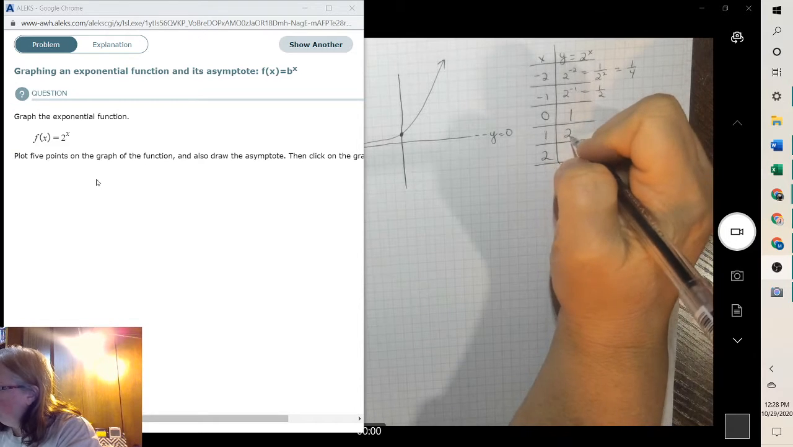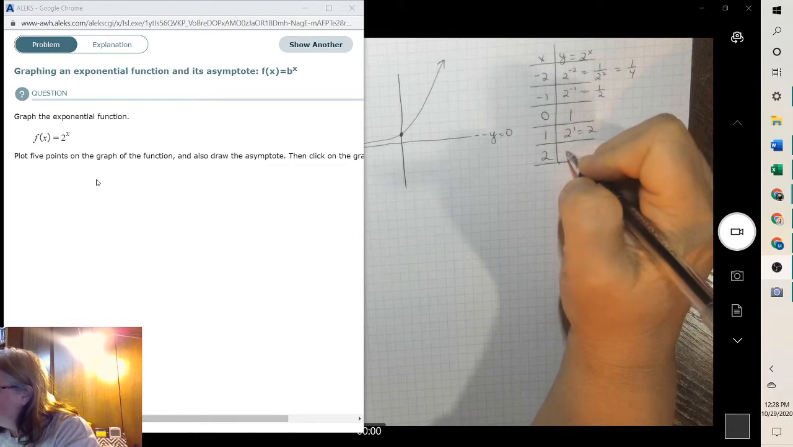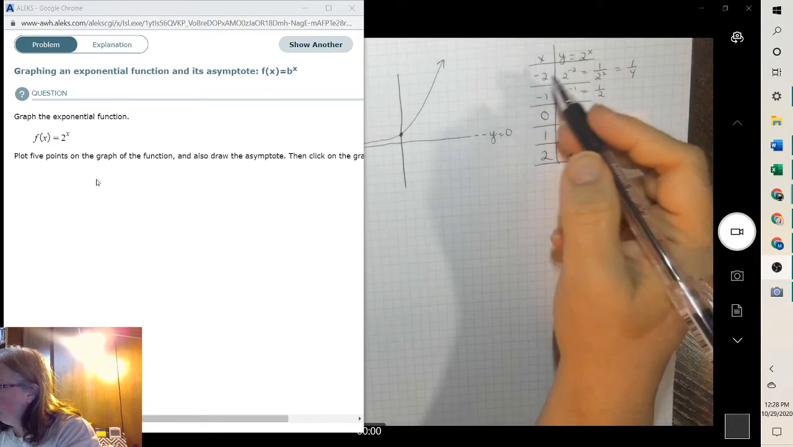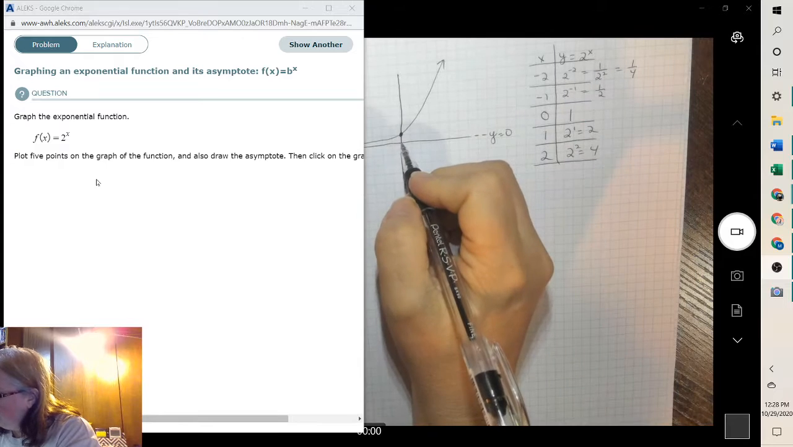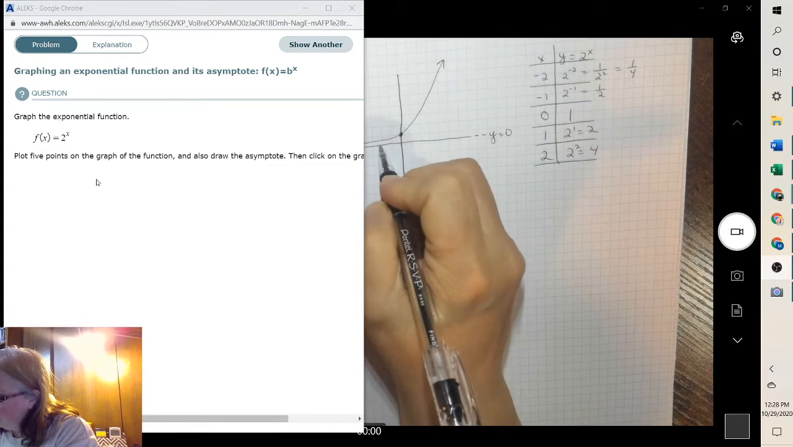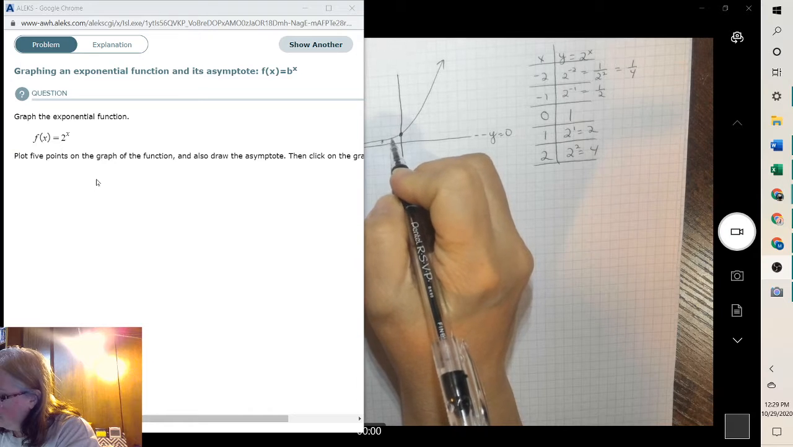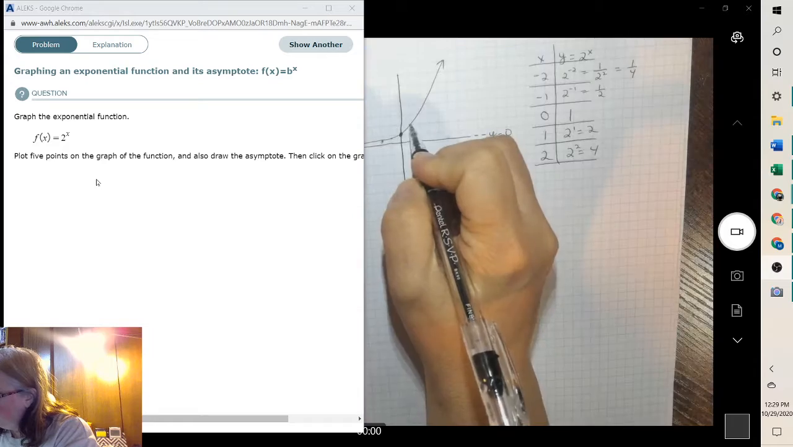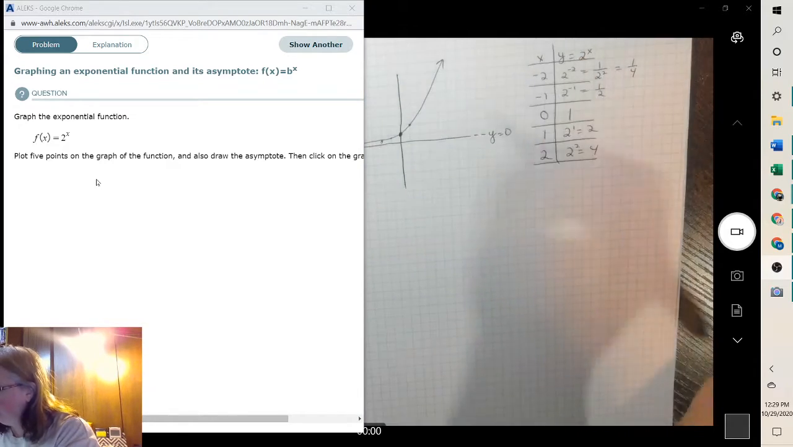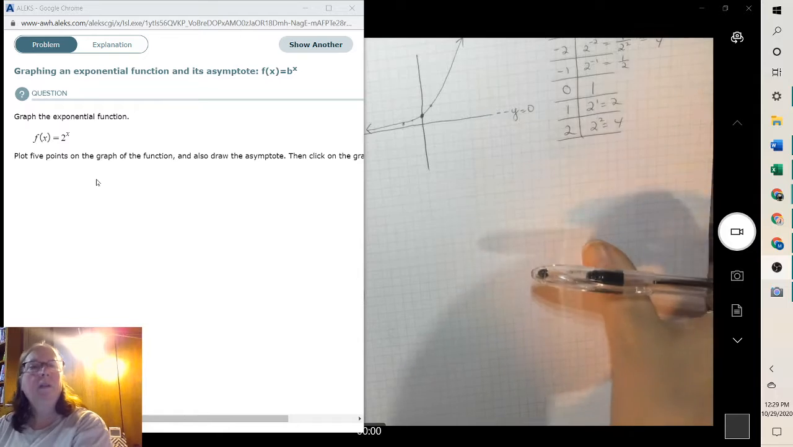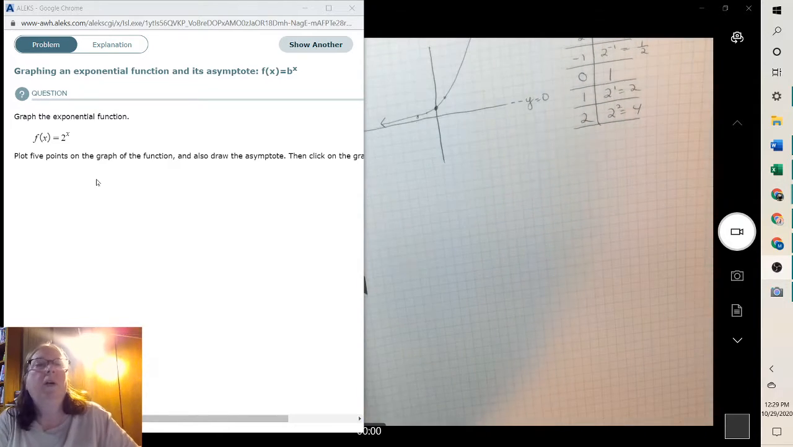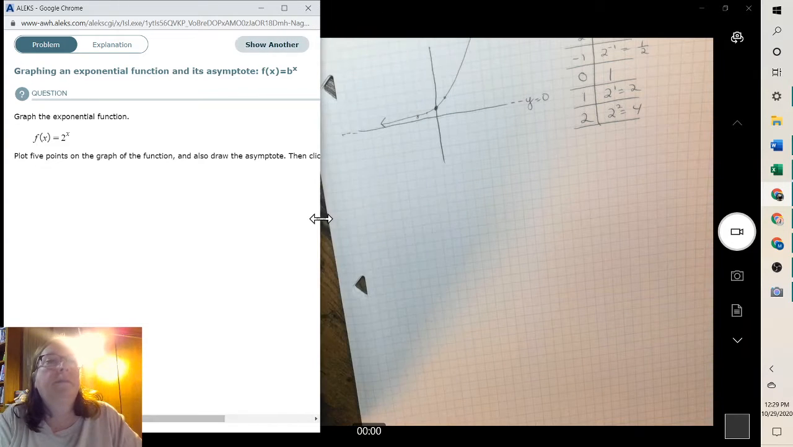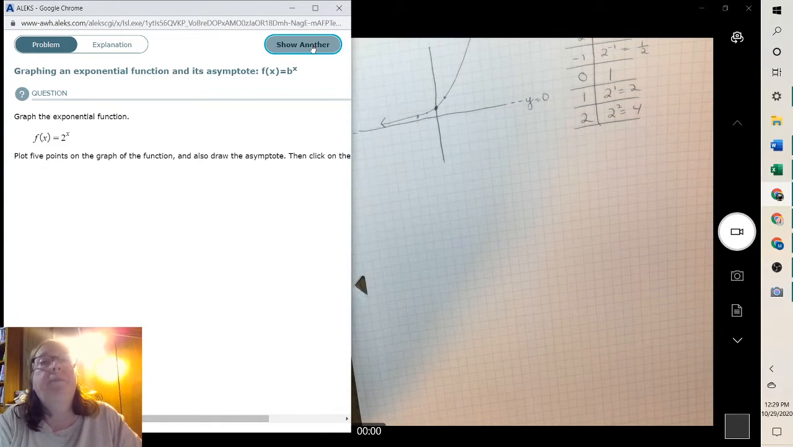Plugging in 1, 2 to the first is 2, and then 2 squared is 4. And so those would be your points. And then you would just give them to Alex and they'll plot them. -2 up 1/4, -1 up 1/2, 0 up 1, 1 up 2, 2 up 4, and then your graph. Some of them were asking for domain and range, but I don't think this one does. No. Okay, let's try another one.